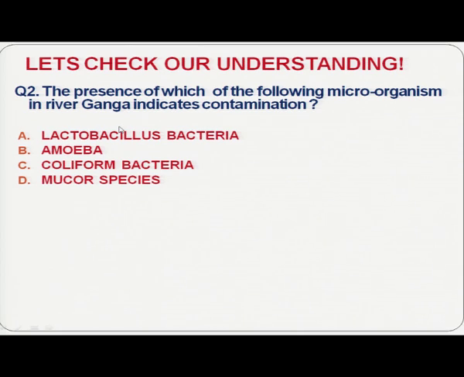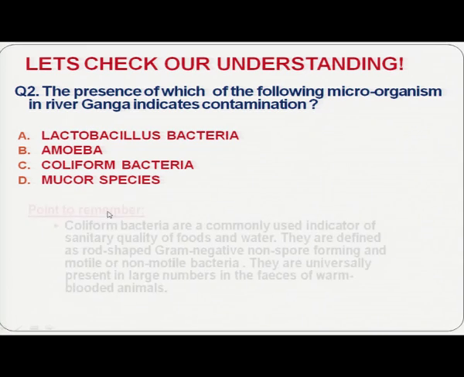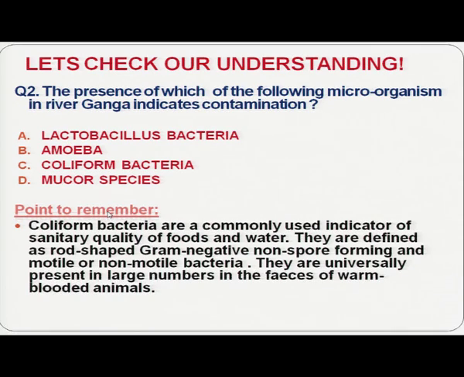For example, in the case of river Ganga, we have found more number of coliform bacteria. So, what we should remember here is that they are commonly used indicators of sanitary quality of food and water. If the food or water is contaminated, it can be known by the presence of these bacteria. They are rod shaped, gram negative, non-spore forming and motile or non-motile bacteria.